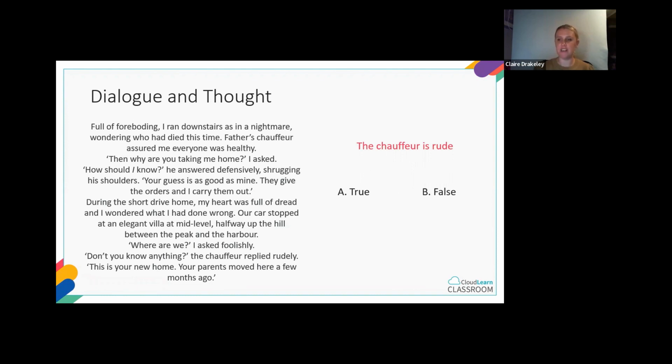Alex has raised his hand. Go on, Alex, tell us. Oh, with a lighthouse picture as well. Very thematic. Well done, Alex. He also says, don't you know anything, which isn't a polite thing to say. Very good, very well spotted.